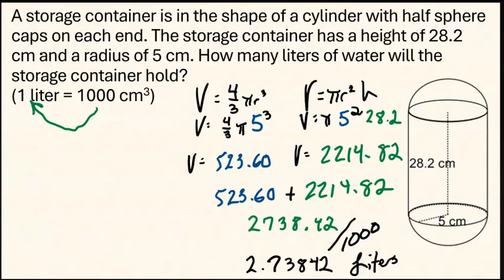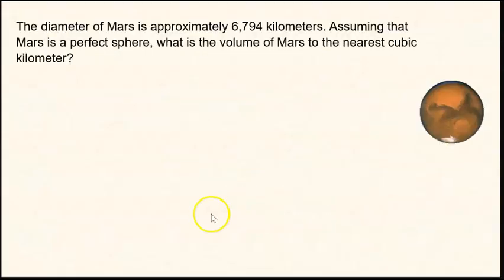Okay, let's take a look at the next example. So Mars is a big giant place, as we think, and it also turns out to be a sphere. So we're going to get the volume of Mars by invoking the volume of a sphere. Now the cool thing about the planets is that they are almost all perfect spheres. Now what I'm going to do is find the radius.